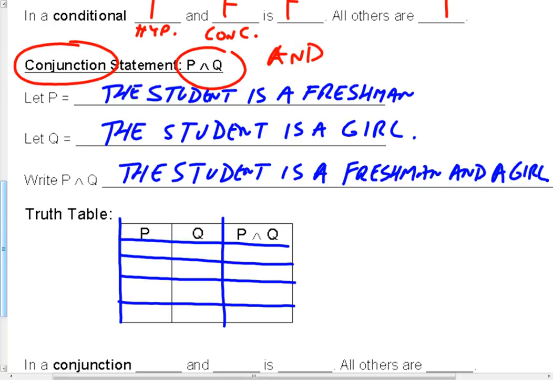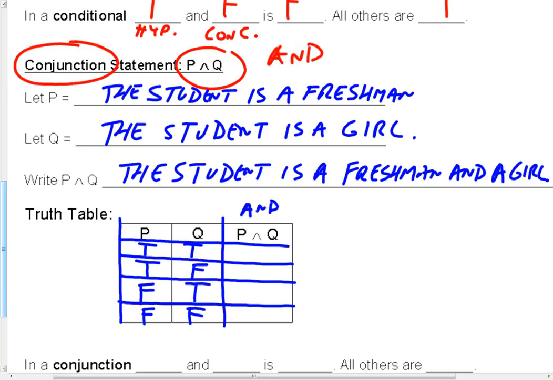We're going to start off with the same four scenarios. We want a true-true scenario. We want a true-false scenario. We want a false-true, and then we want a false-false scenario. This time we're not dealing with a hypothesis or a conclusion. We're just dealing with two ideas that are going to be linked together with the and symbol.